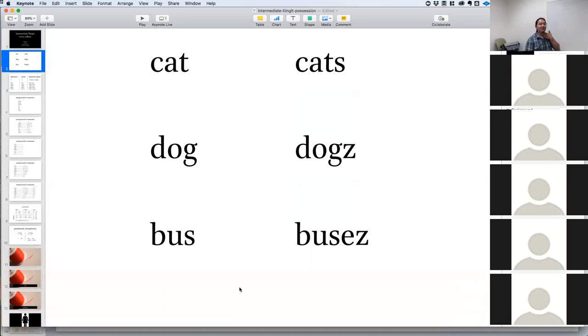If you put your hands right here on your neck, you can feel when your vocal cords are on, and you go, cats, dogs. That's it. If the vocal cords are on at the end, they stay on. If they're off, they stay off.